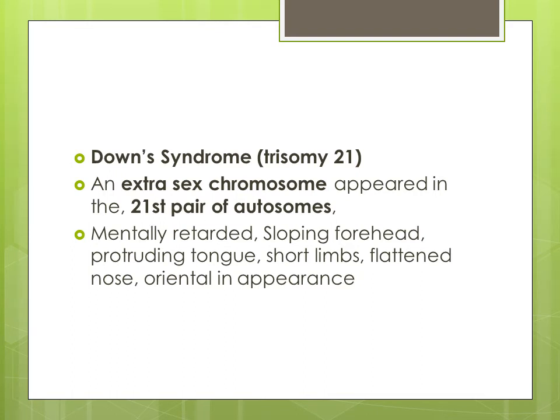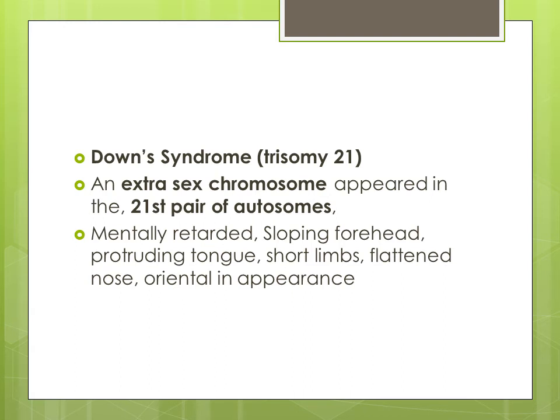Now let's go to the first one. The first one is Down syndrome, also called trisomy 21. They have an extra chromosome appearing in the 21st pair of autosomes. That's why it's called trisomy 21, because instead of having only 2 chromosomes in the 21st pair, they have an extra chromosome that makes it 3. That's why it's called trisomy.